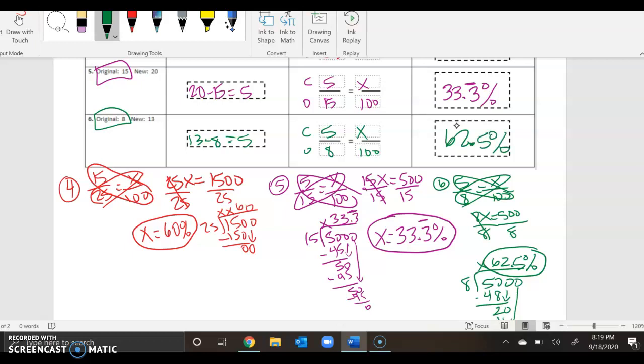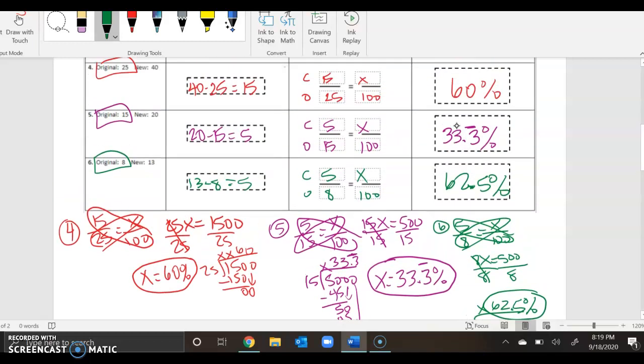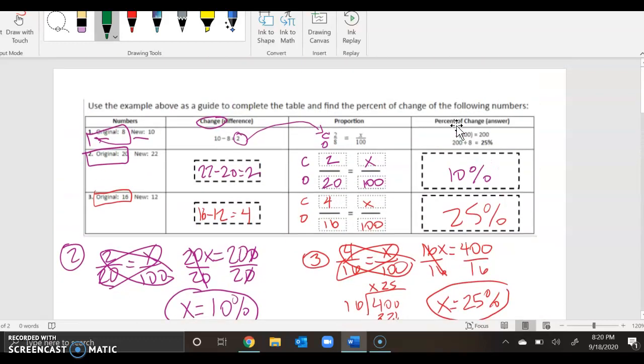So that is kind of our quick overview of percent of change. You always have to subtract first to find the change, and then you have to identify your original amount. Then you can set up your proportion and cross multiply and divide.